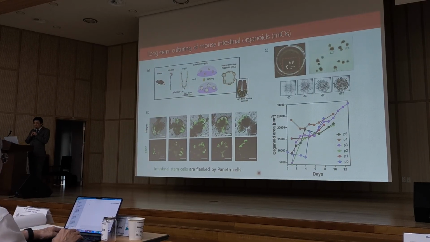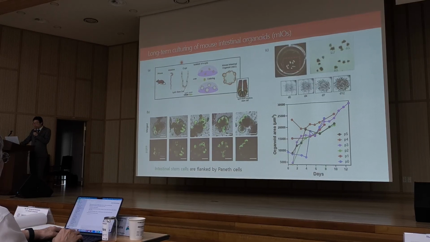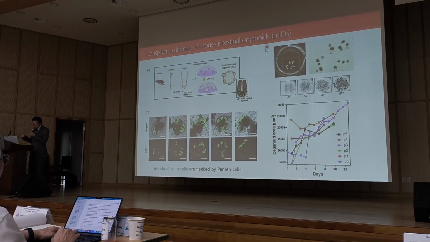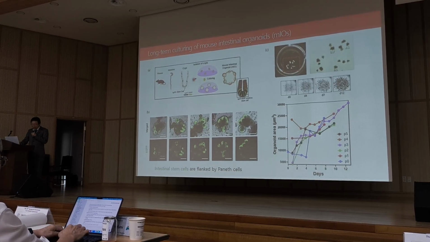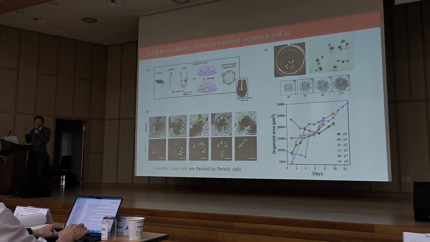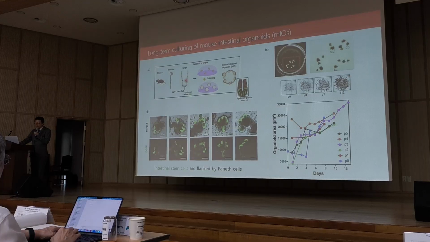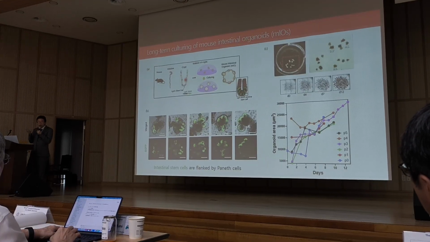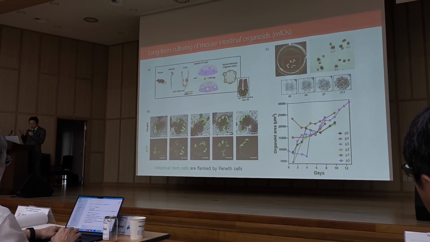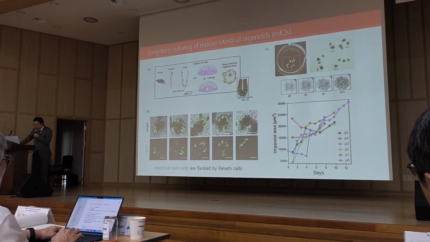To do that, our lab established long-term culturing of mouse intestinal organoid. We isolated the crypt of mouse intestine and embedded it in Matrigel, which serves as extracellular matrix, and we cultured it in EGF, Noggin, R-spondin complete medium to grow mouse intestinal organoid.